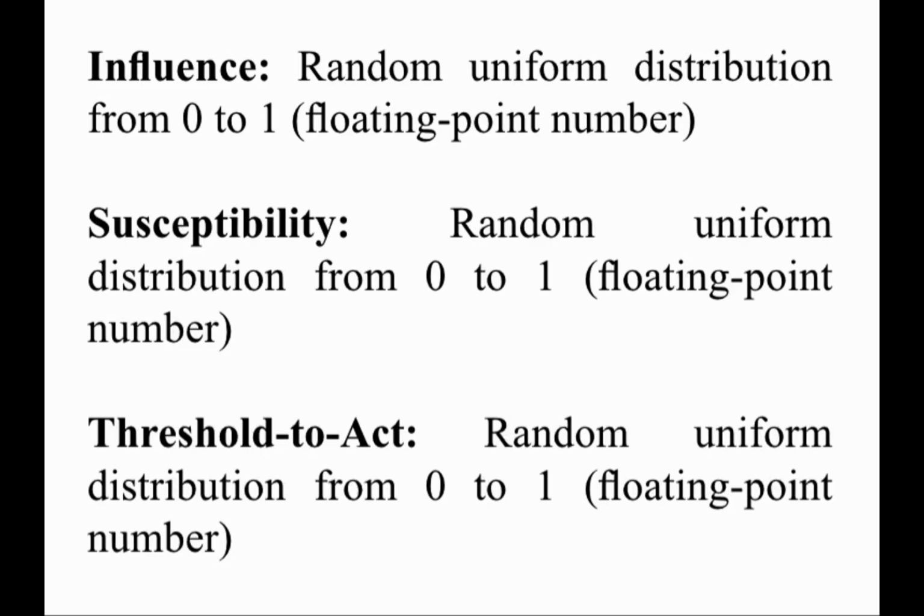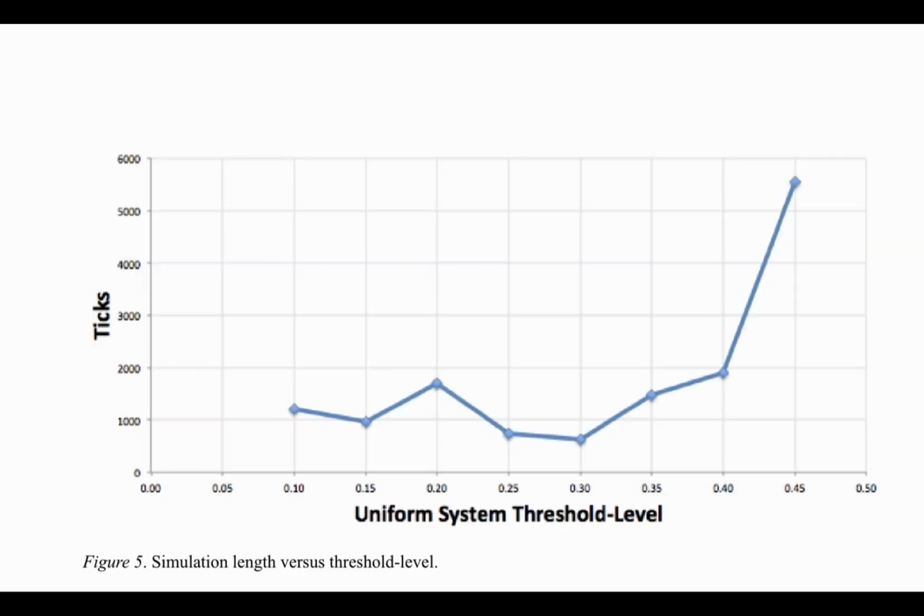Remember when I went through each agent's attributes earlier? What I didn't mention is that these attributes were randomly initialized on a uniform distribution from 0 to 1, such that most agents were in the 0.5 range, but some were higher and some were lower. In this paper's subsequent experiments, what they did instead for the threshold to act, the attribute that determined how likely an agent was to commit genocide, is that instead of randomly assigning it a value from 0 to 1, they set every agent across the population to have the same value, thus calling it the uniform threshold to act.